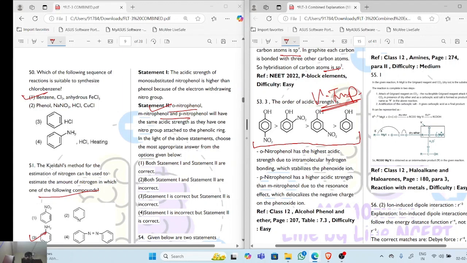Orthonitrophenol has the highest acidic strength due to intramolecular hydrogen bonding which stabilizes the phenoxide ion. Then paranitrophenol has higher acidic strength than meta due to the resonance effect which delocalizes the negative charge on the phenoxide ion. So option number 3 is our correct answer.